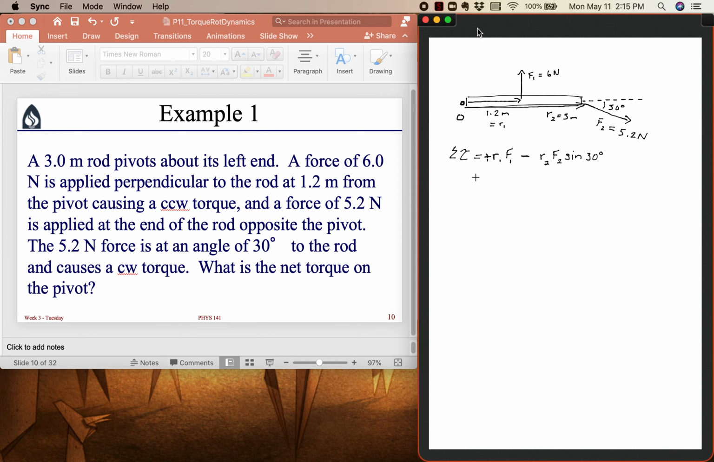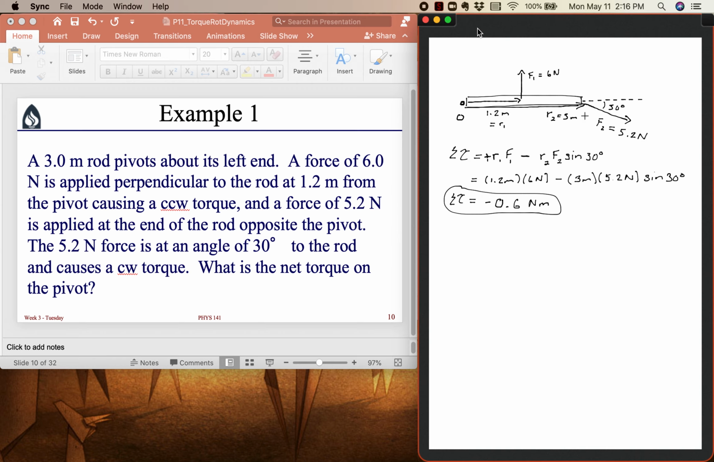So at this point, I think I'm ready to plug in numbers. R1 is 1.2 meters long. The amount of force is 6 newtons, minus R2 is 3 meters long. The amount of force is 5.2 newtons, and then I multiply by the sine of 30 degrees. So if I multiply those together and add them up, I'm going to get a net torque of negative 0.6 newton meters. So that would be the value of the net torque.